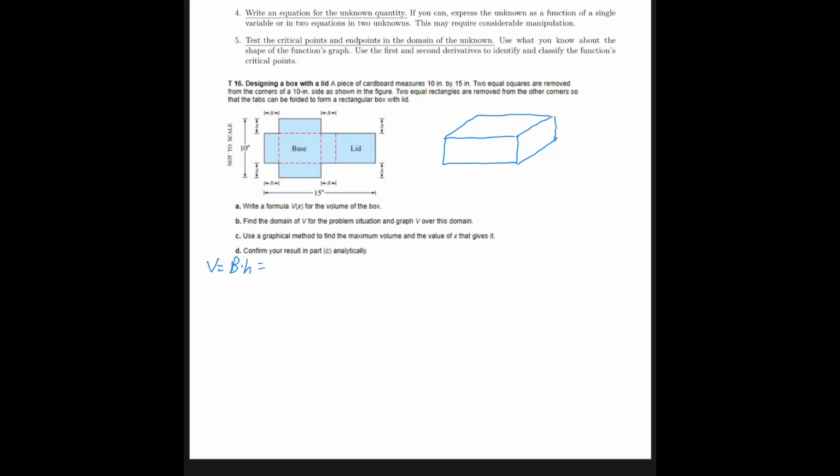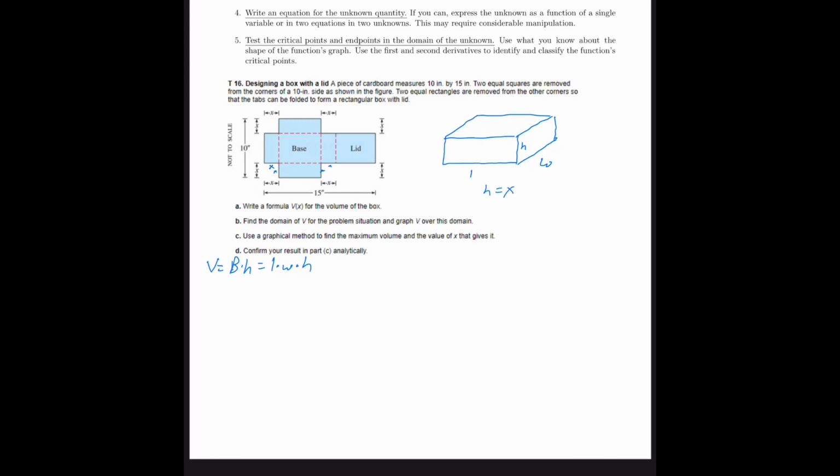Okay. So, write a formula for the volume of the box. So, volume is equal to base times height. So, the area of the base times the height. In this case, that's length times width times height. So, now what we need to be able to do is describe each one of those things, length, width, and height, using the variable x.